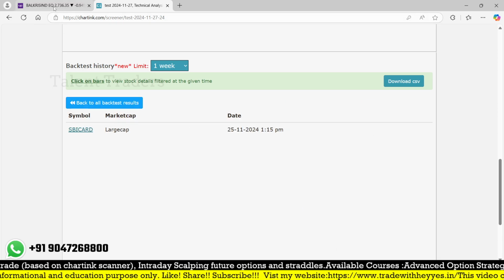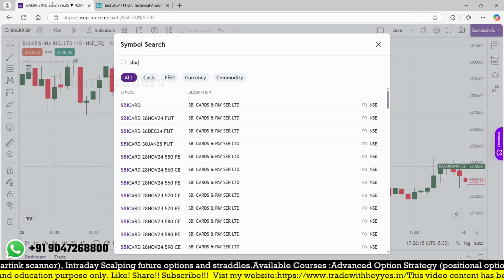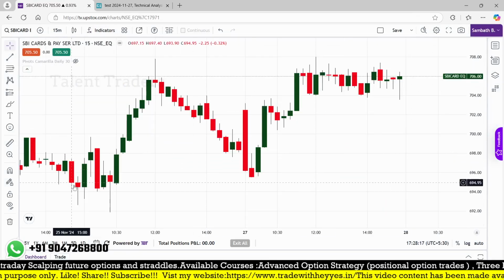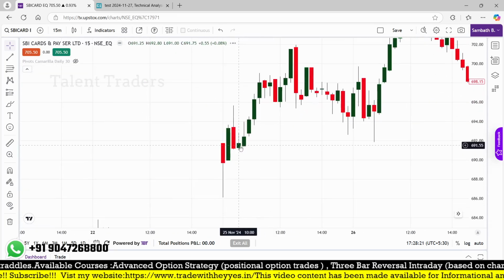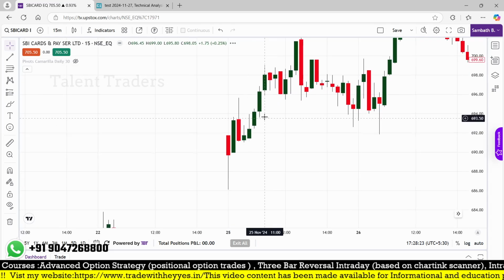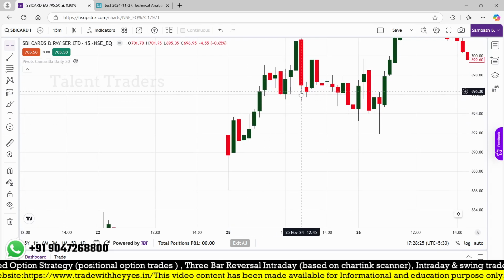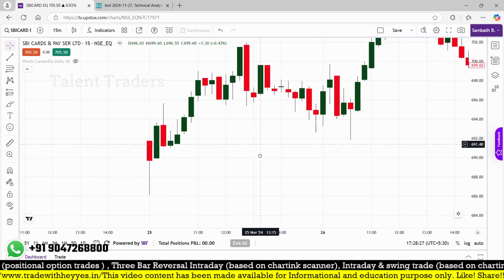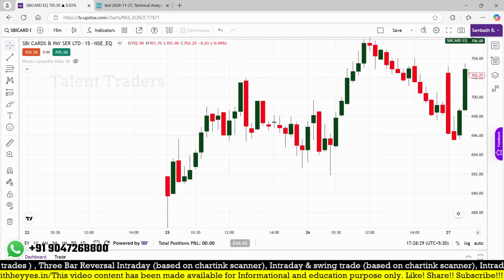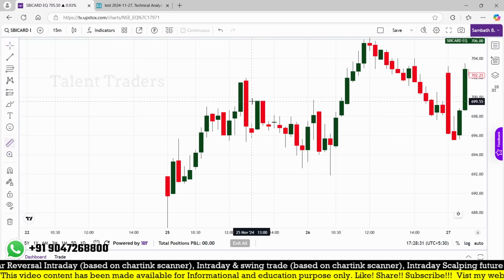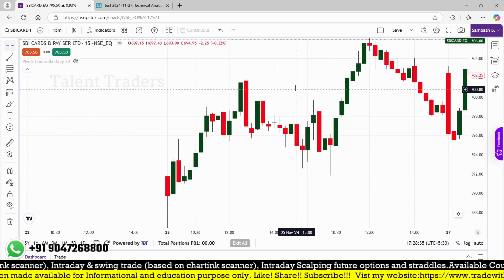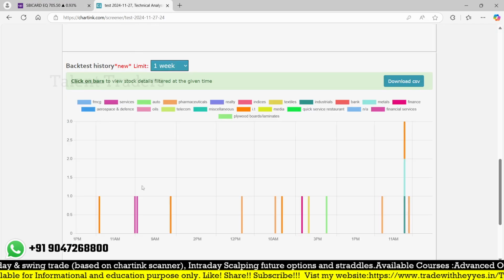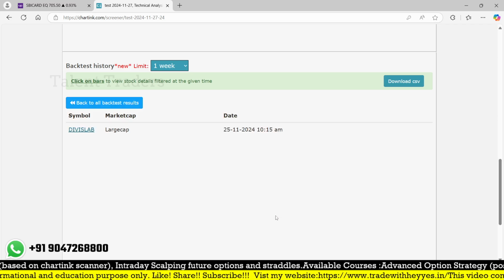SBI Card 115.25. SBI Card 115 on the 25th. SBI Card, 25th, that was it. I think this is the point where in this case the stop loss was triggered. Still it is available in the backtest result. So maybe the stop loss will be around 4 points and that got triggered. Okay, that is working, and very few stocks are being filtered out based on the scanner.